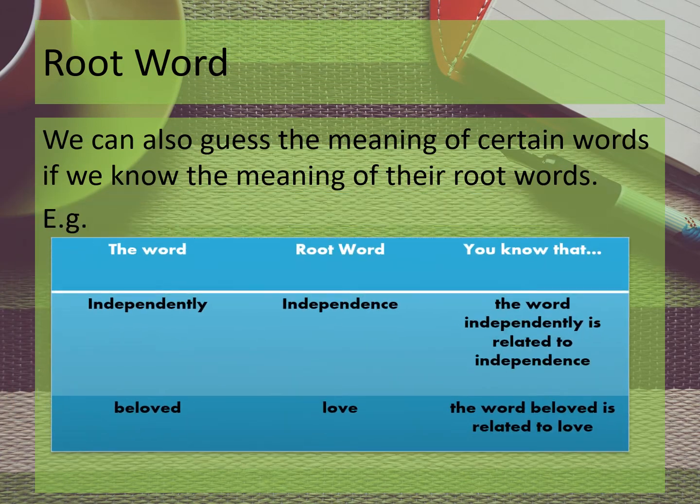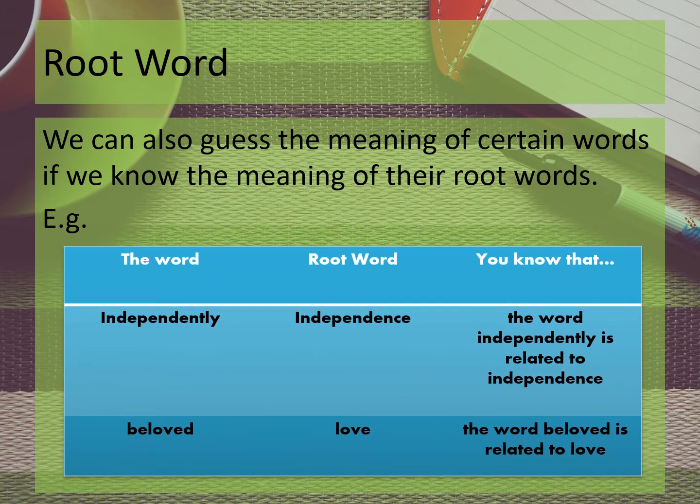Now we can also guess the meaning of certain words if we know the meaning of their root words. I give you an example here. Independently. Perhaps you don't know what independently means, but you know that the root word for independently is independence. And you know independence means free or freedom or being freed from something. So if you have in mind that independently has to do with freedom or being freed from something, then you're on the right track.